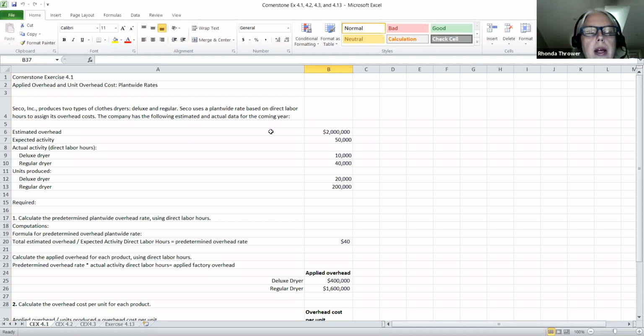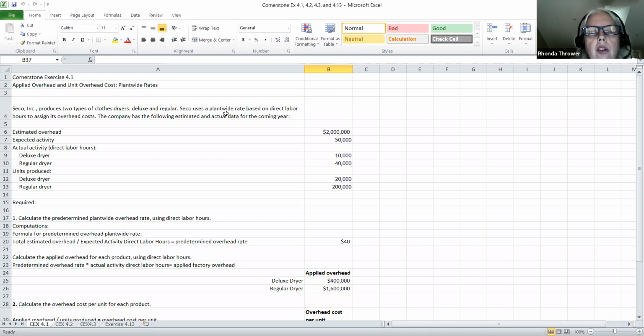So I want to start by looking at the instructions because they're very important. What we're doing in this company is we're producing two types of clothes dryers, a deluxe model and a regular model. This company is Seiko, and they're using a plant-wide rate. Now, in cost accounting, a plant-wide rate means it's the entire company's rate. We will also be looking at how to calculate departmental rates in this video.